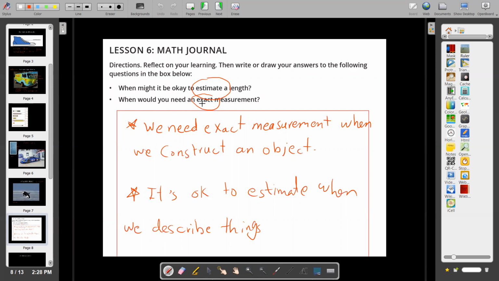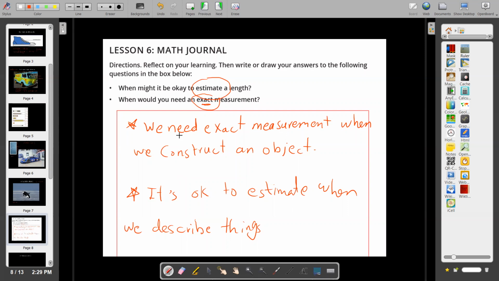When would you need exact measurement? I think we need exact measurement when we construct an object. For example, if I am building a house, I must measure the length and the width to build a good house, right? If, for example, I am going to make a jacket, I need to have a good, exact measurement for my size, right?